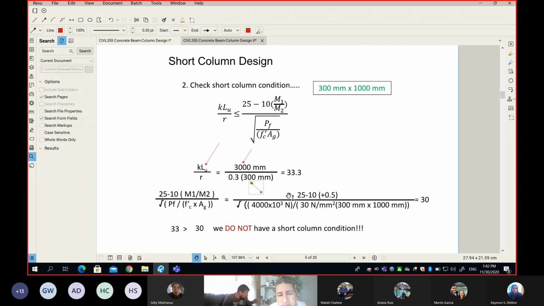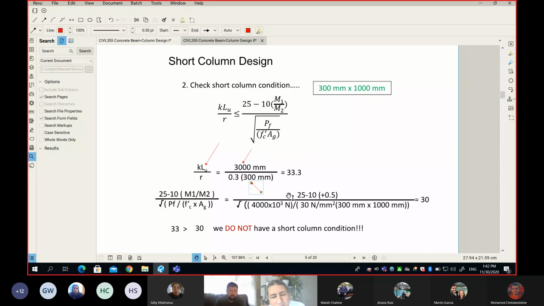The column is 300 by 1000, huh? So why, Tahir, does it show the smaller dimension of the column? Is the smaller dimension the weaker one? Exactly, sir. Yeah, I chose the weaker dimension, the smaller dimension, because that's the weak one.